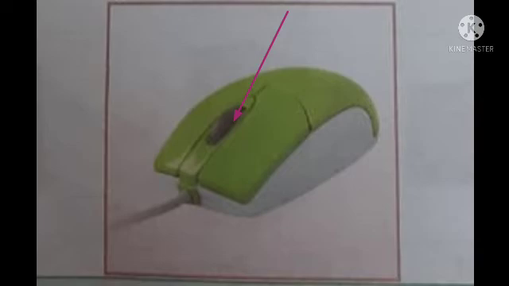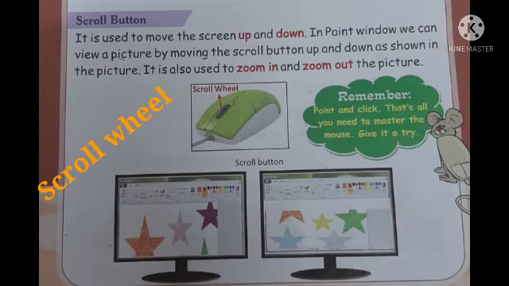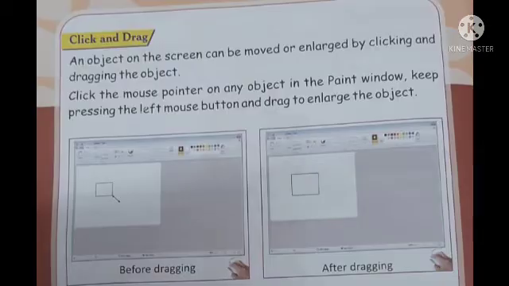Okay children, this is used for input device. The next one I show now, single click. This one is used to open the option for an object. Then the second one is double click. That one opens the document. The next one, the scroll button, is used for example to move the screen up or down. The next one, the mouse is used for the drag option.